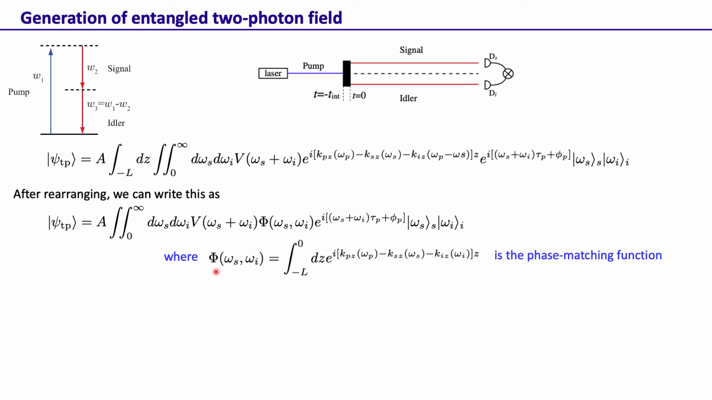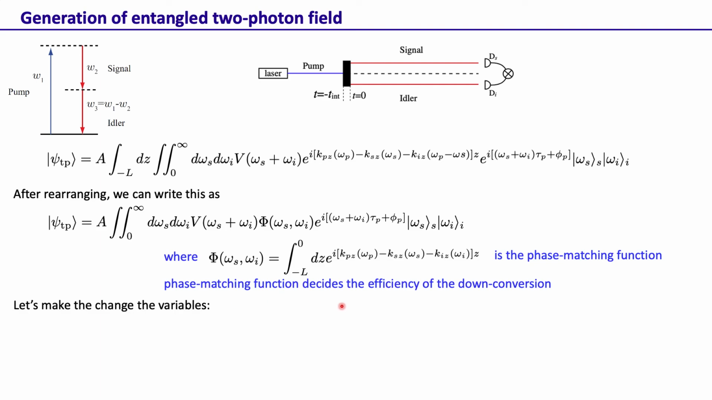And in the next lecture, we will look in detail at what affects the phase matching, how to control the phase matching, what is the effect of the thickness of the crystal on the phase matching, and as a result on the down conversion process, and what is the effect of other pump parameters on the down conversion process, and so on. So this we will do in detail. For now, it's just that the phase matching decides the efficiency of the down conversion. Okay, so that's our two-photon state.